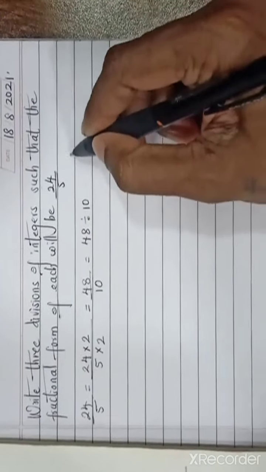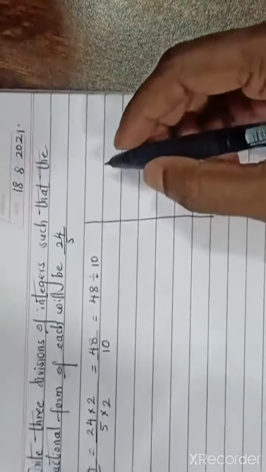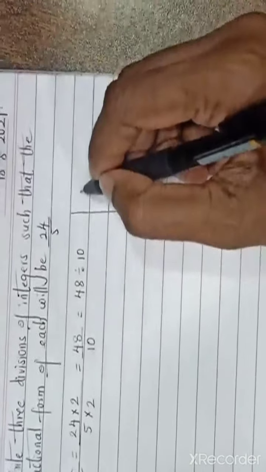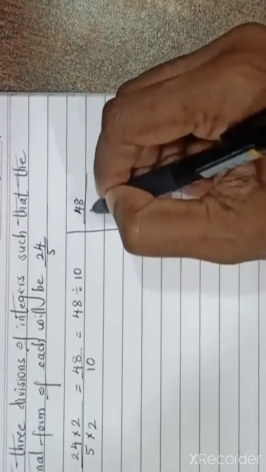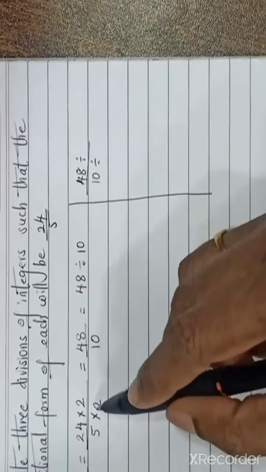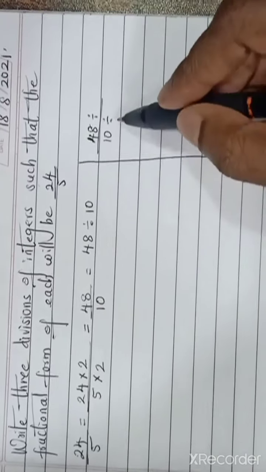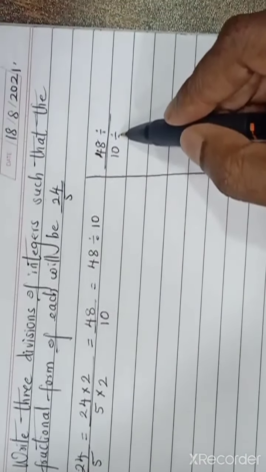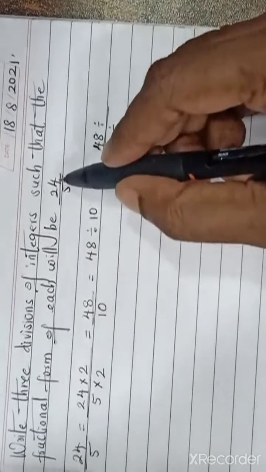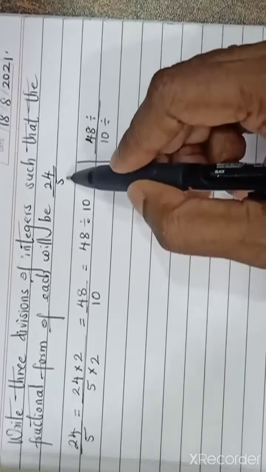Now to confirm whether we got the correct number, what we have to do? Now see here, 48 upon 10. Again we will divide with the same number. Here we multiplied and got the equal value fraction, and here we will divide so that we come to know whether we got the given fraction, that is 24 upon 5.